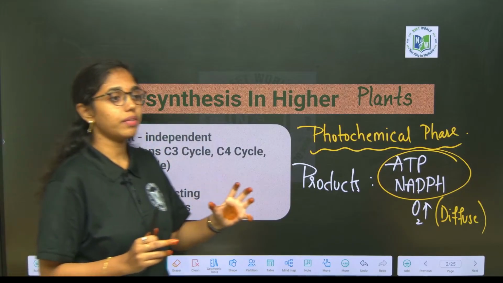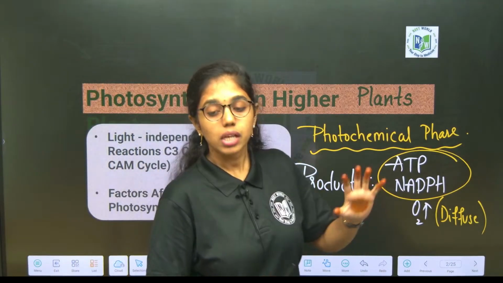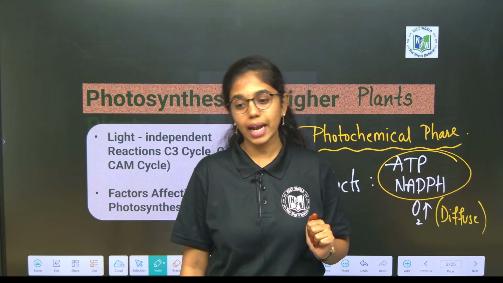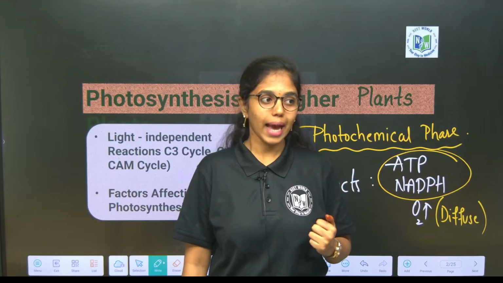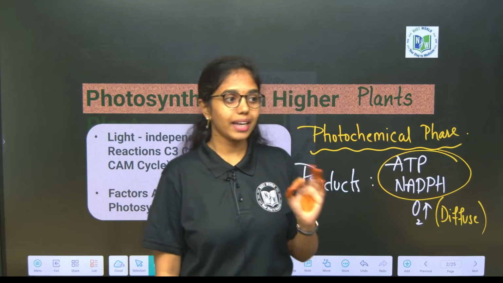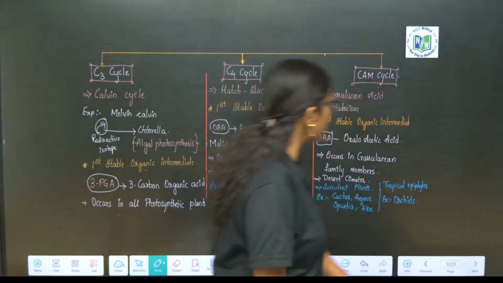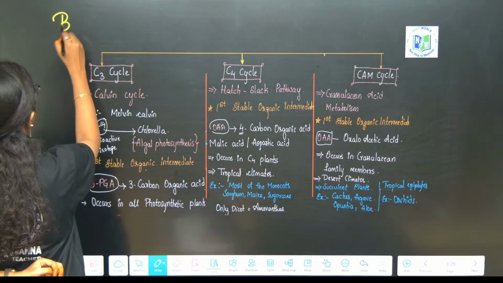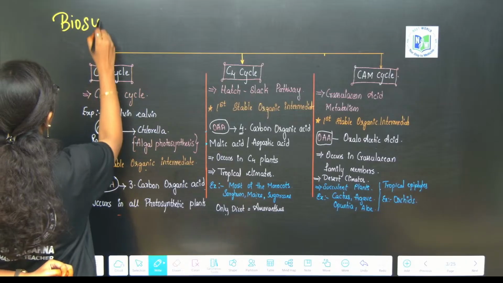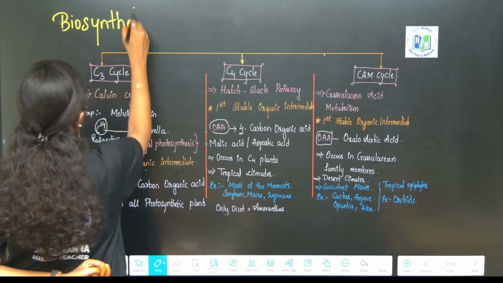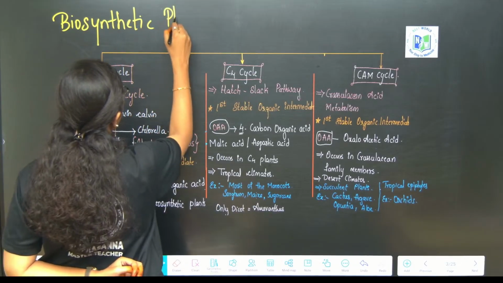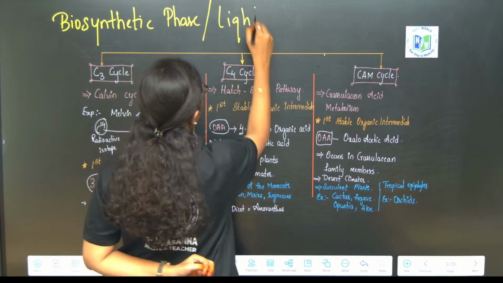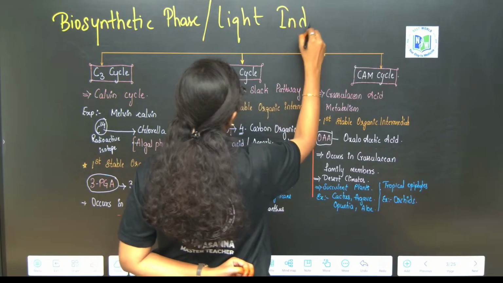In our previous class, we also dealt with cyclic photophosphorylation, non-cyclic photophosphorylation and the chemiosmotic hypothesis. Clear with everything? Now, let us begin with the biosynthetic phase or light independent reactions.